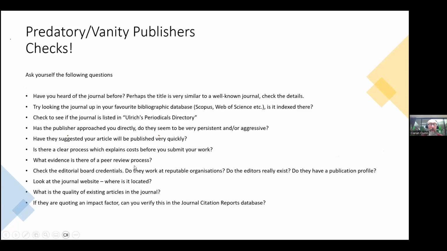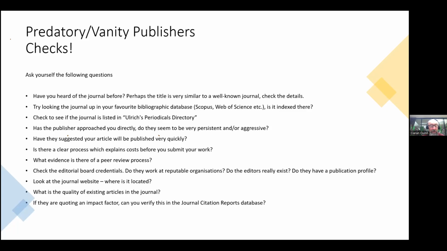There might be some good names there, but if you contact them, do they even know they're on the editorial board? Do they know they're supposed to be doing the peer review? Does this thing really stand up? Look at the journal website. Where is it located? What's the quality of existing articles? So go in and have a scan of the articles that are up there. And do they kind of cut mustard? Do they seem of a quality that you'd expect?